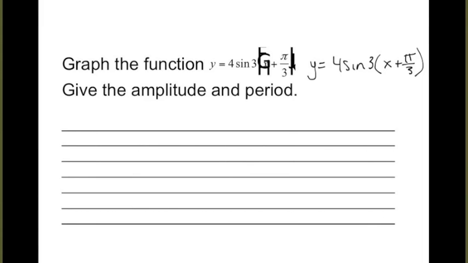All right, so first thing we want to think about is our amplitude. The amplitude is the number that is multiplied in front of the trig function, so the amplitude is 4. The period is 2 pi divided by whatever x is multiplied by. So x is multiplied in this problem by 3. And our period is 2 pi thirds. That's really tiny.